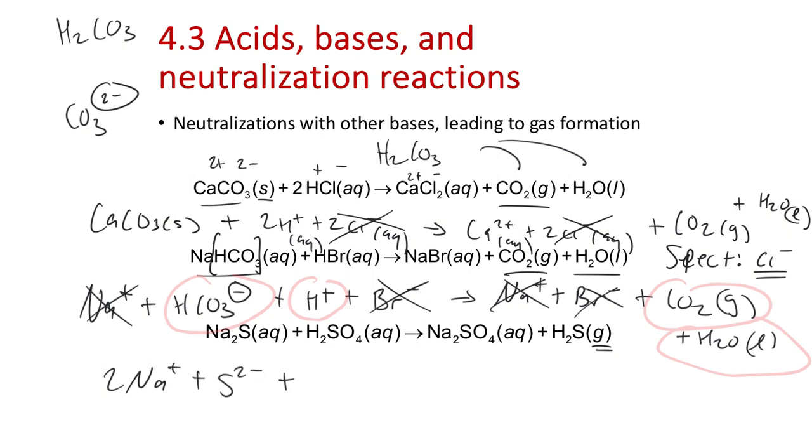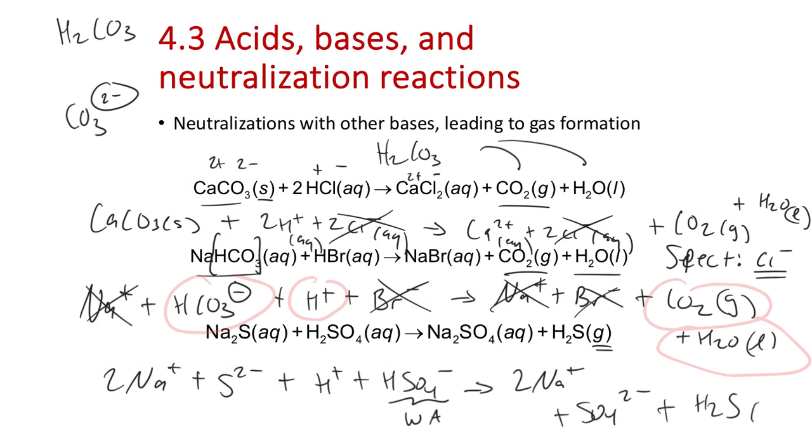H2SO4 is kind of weird because if you recall, only the first H is strong. I might write this as H plus HSO4 minus, because this here is not a strong acid, that's just a weak acid. And so then this would yield two sodium cations plus SO4 2 minus on the product side, and then H2S being a compound that's certainly not a strong electrolyte. It's not going to dissolve in water. It's flying away from the solution and leaving the solution as soon as it forms. And so our only spectator here would be the sodium ion.